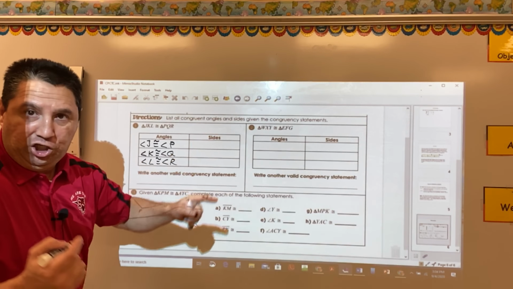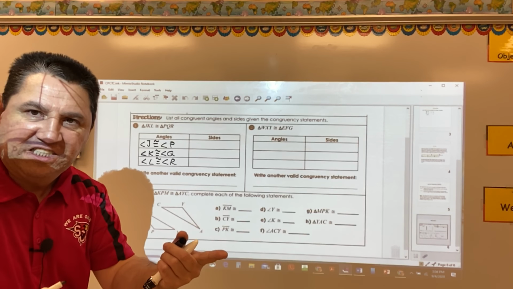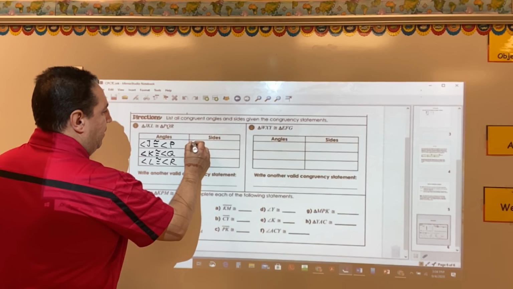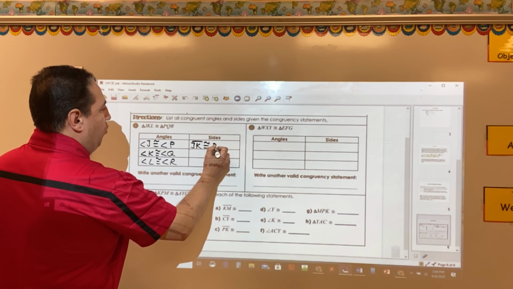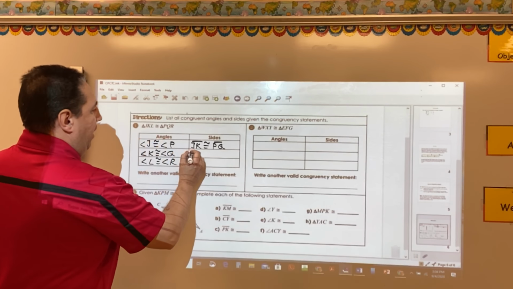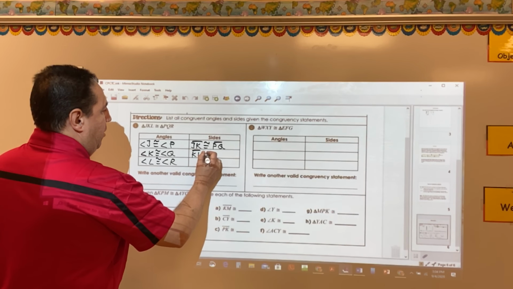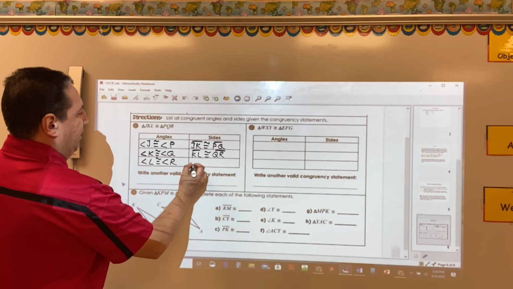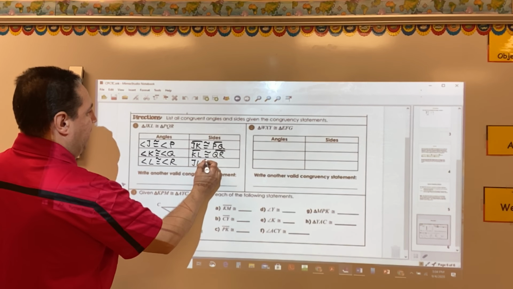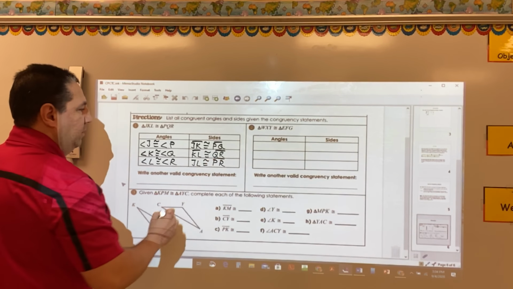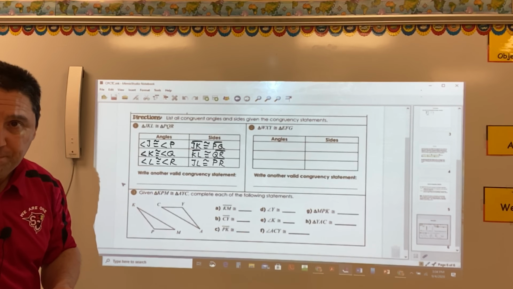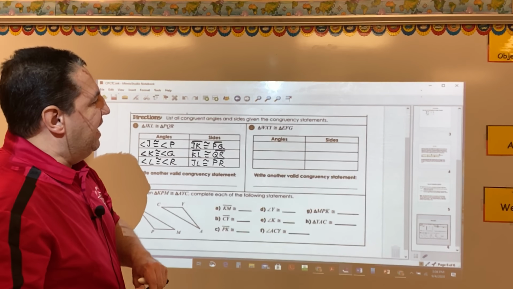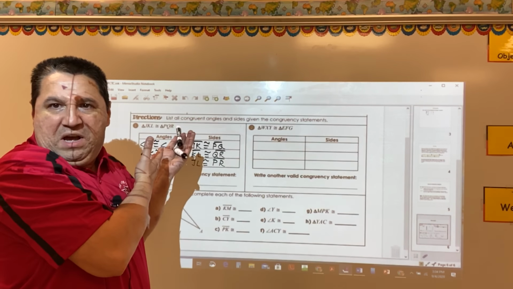Now, we need 3 more congruency statements for sides this time. So, JK congruent PQ. KL congruent QR, and JL congruent PR. Yeah? Again, we look at the positions. What about number 2? This time we have different letters, but we apply the same rule.